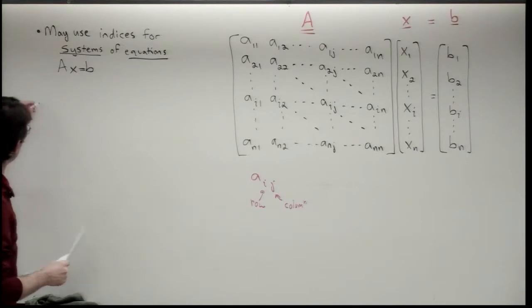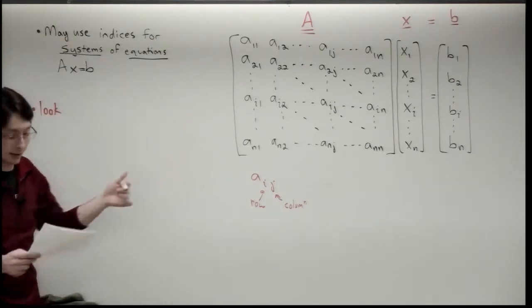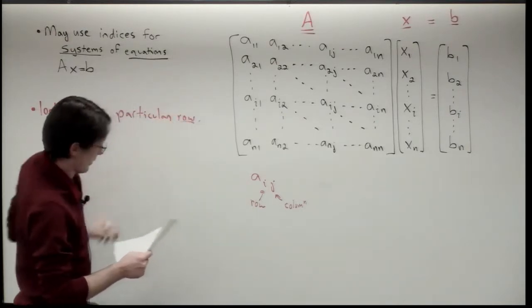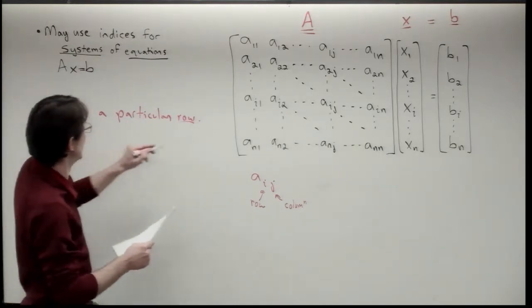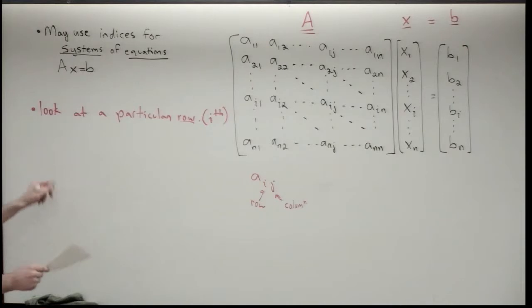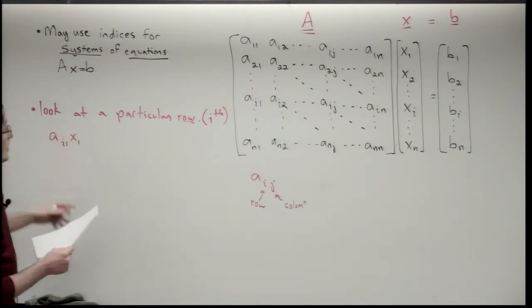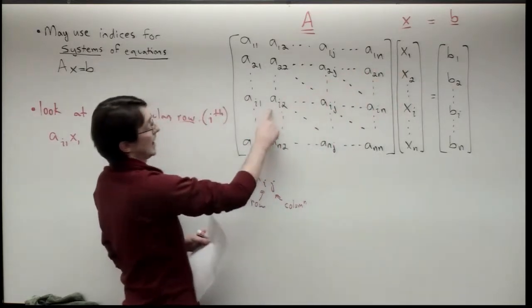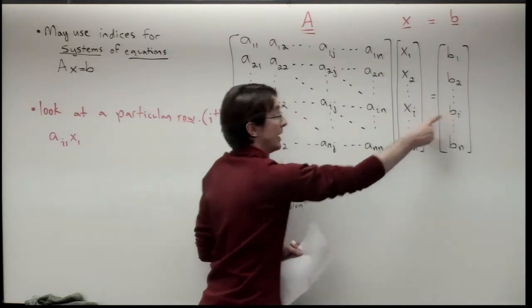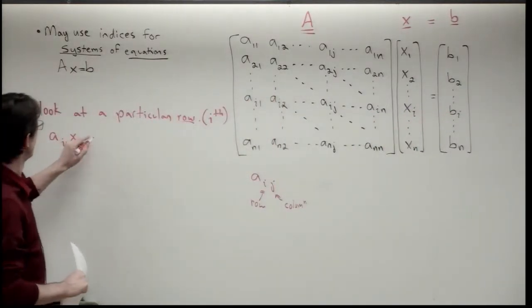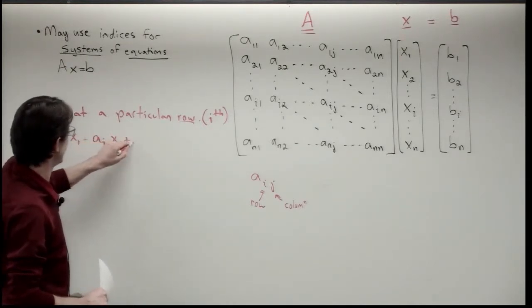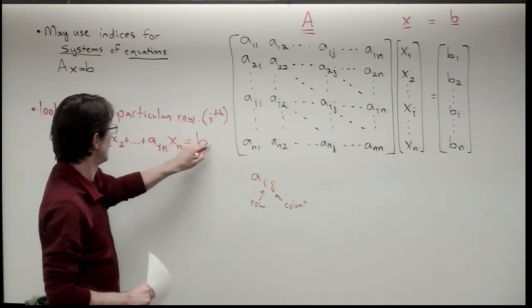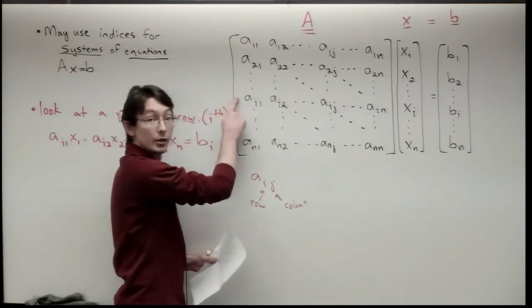So we can look at a particular row equation using these indices. Look at the ith row. The ith row times x is A_i1 times x1 plus A_i2 times x2 plus dot dot dot all the way up to A_in xn equals bi. This is my ith row equation in Ax = b.